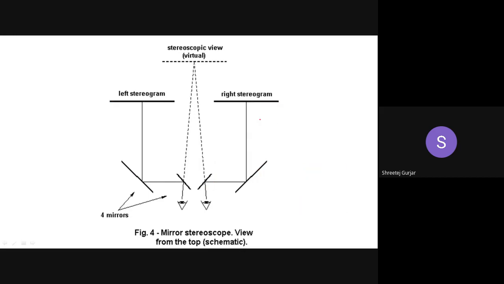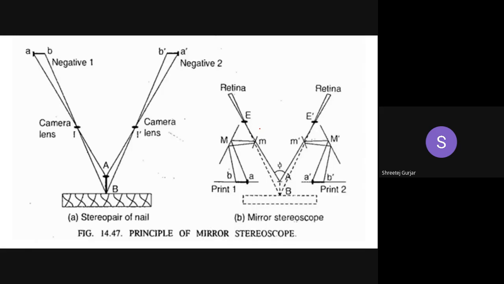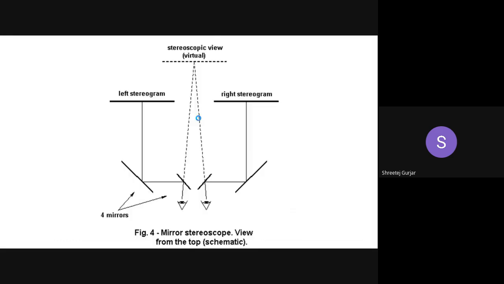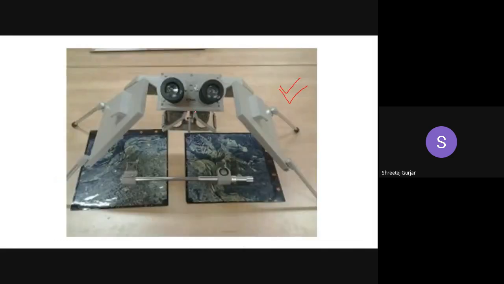I hope you have understood. If you have any doubts, you can ask. I have one more image regarding the details. If you have understood the basic principle of how it works, you will be able to understand that part easily. If you have any doubts, you can ask now. You can type in chat or you can talk with me.